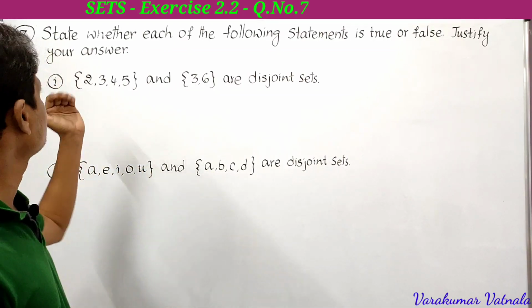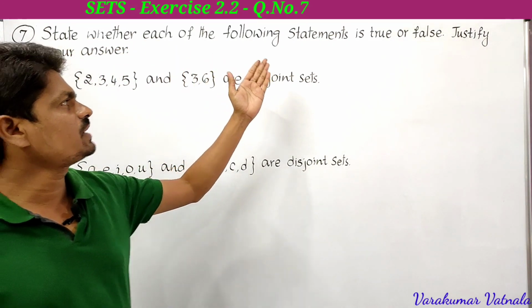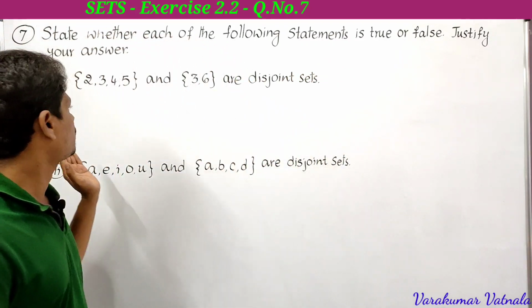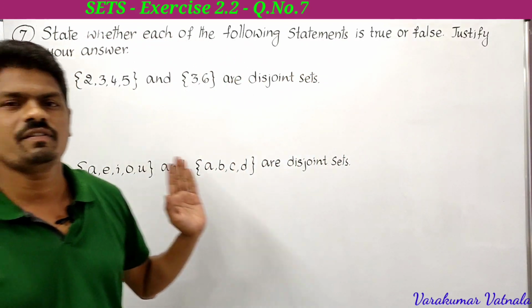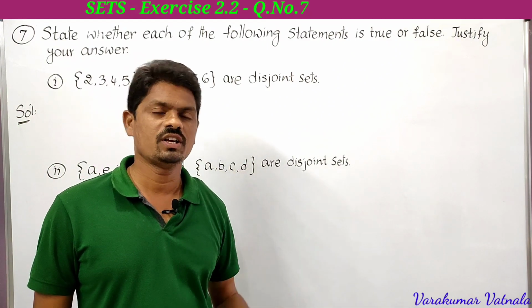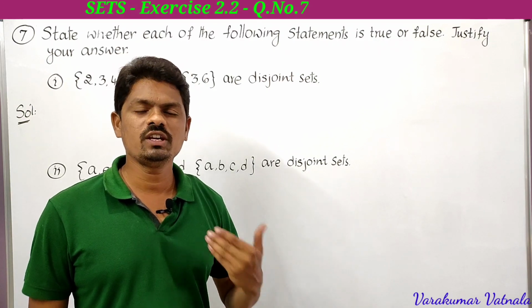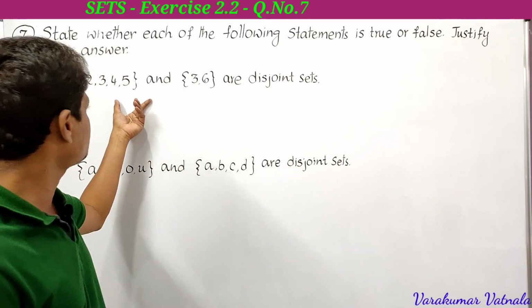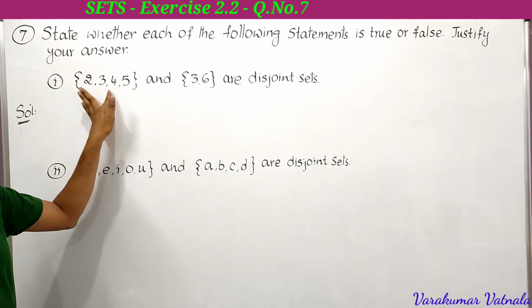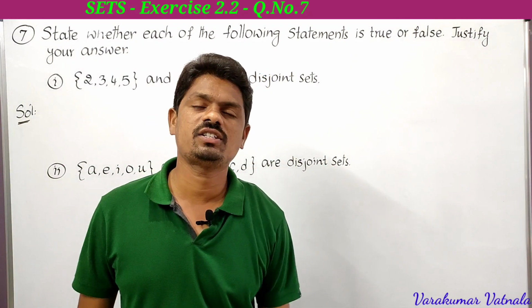See here what he is asking. State whether each of the following statements are true or false. Justify your answer. So there are 4 bits in the seventh problem. So these are about disjoint sets. Already we have learnt types of sets. So he has given 2 sets. First bit, a set of 2, 3, 4, 5 and 3, 6 are disjoint sets.